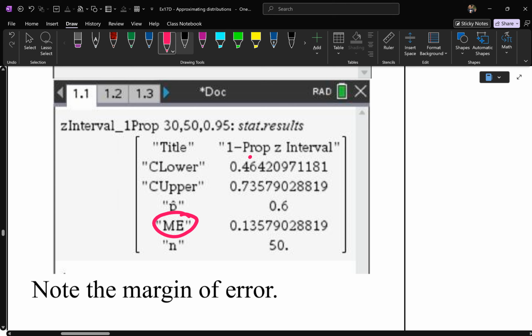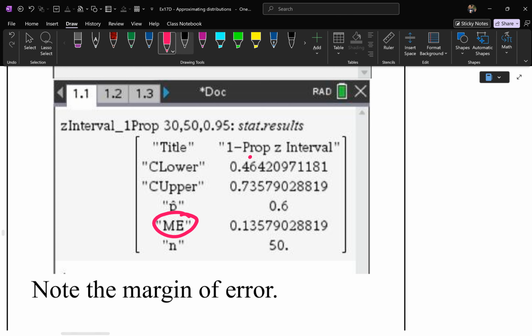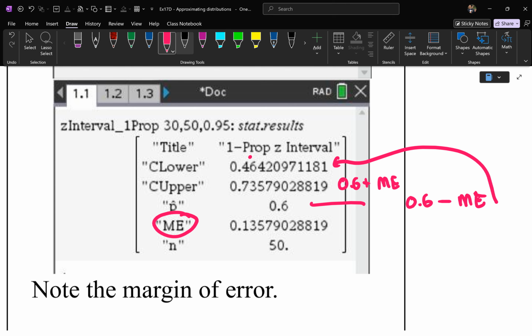So here, ME, that's your margin of error. So if you take your p hat 0.6, take away this number, you get that. You can take 0.6 plus this number, you get this. Does that make sense? So I'll write it again. If you wrote 0.6 take away ME, you will get this one. And if you did 0.6 plus ME, you will get that. So this is the margin of error. That's the error there.